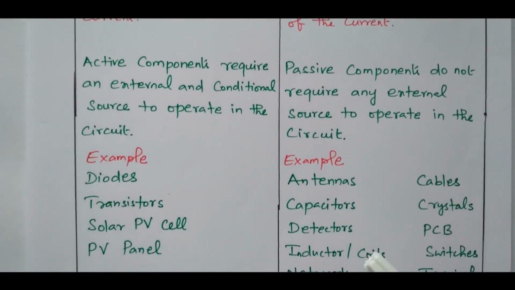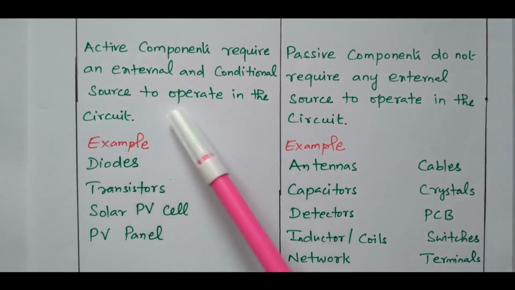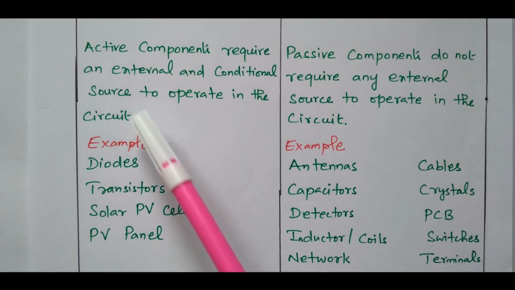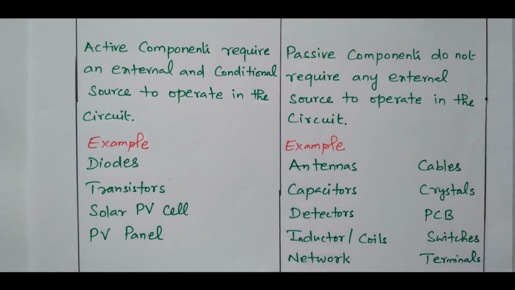Active components require an external and conditional source to operate in the circuit. Right? For this amplifier, other than a voltage source or current source, we need to give the supply, then only it will work. So the external and conditional source is required. For example, a power amplifier means we need to give the power, then only it will be amplified. So an external and conditional source is required to operate these active components.